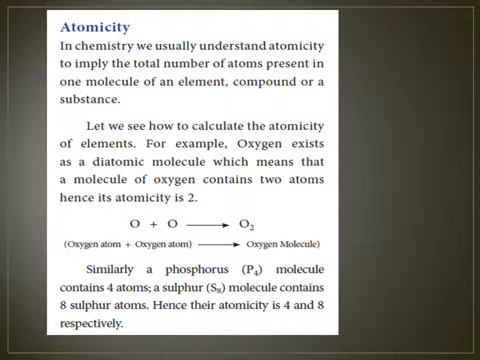Similarly, a phosphorus P4 molecule contains 4 atoms. A sulphur S8 molecule contains 8 sulphur atoms. Hence, their atomicity is 4 and 8 respectively.